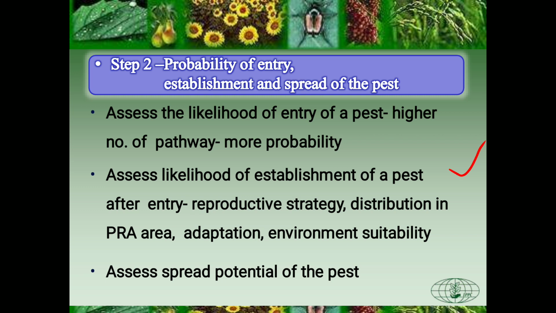So in step two, we discuss from which pathway the pest enters. Next, after the entry of the pest, we assess whether the pest is established in that area. Does the pest reproduce? Is the pest adapted to that particular environment or area? And after that establishment, does the pest spread suddenly within that area or out of that area? So we assess all those points in step two.